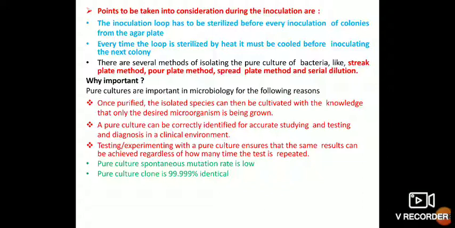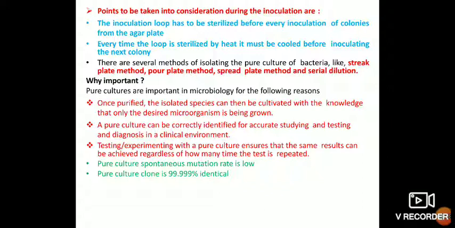What is the importance of pure culture? Once it is purified, the isolated species can be cultivated with the knowledge that only the desired microorganism is grown. That is, purified colonies mean only the desired colonies are there. Then a pure culture can be correctly identified for accurate studying, testing, and diagnosing in the clinical environment. Only then can you know which microorganism you are studying and which microorganism you are going to test. So that is the importance of pure culture.